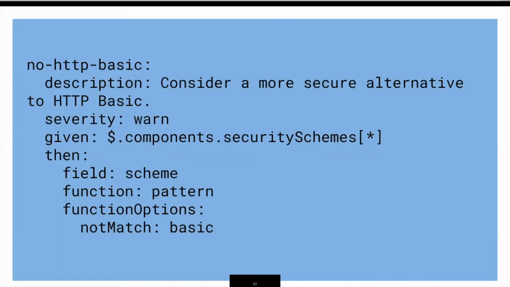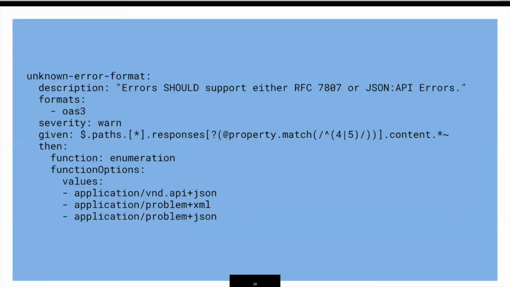Another handy one, no HTTP basic. So it will look inside the component security schemes. And if it notices anybody using a scheme which matches basic, then it will throw an error because please don't use basic. And this one, also pretty powerful. This looks a bit funny, but when you get the hang of JSON path, it really is very powerful. It's almost like a programming language in some ways.